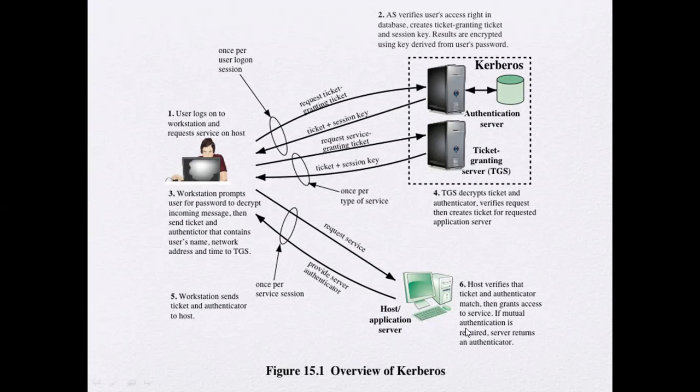So this is the authentication verification process. If he has some confusion and wants to verify once again, then if mutual authentication is required, the server returns an authenticator. Once again it can return to the service. So the server plays a key role here each and every time.